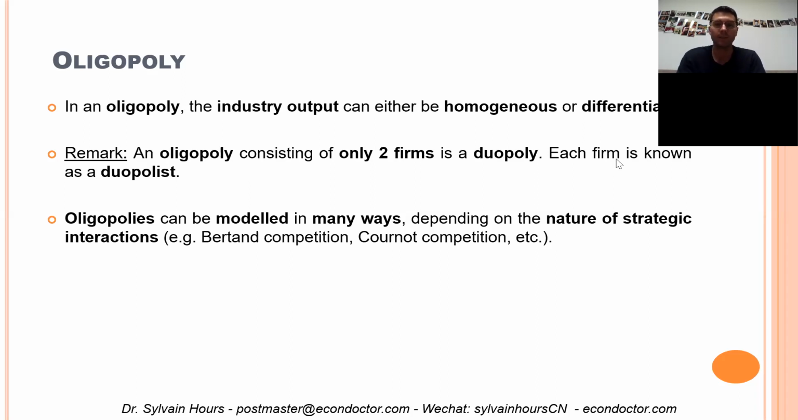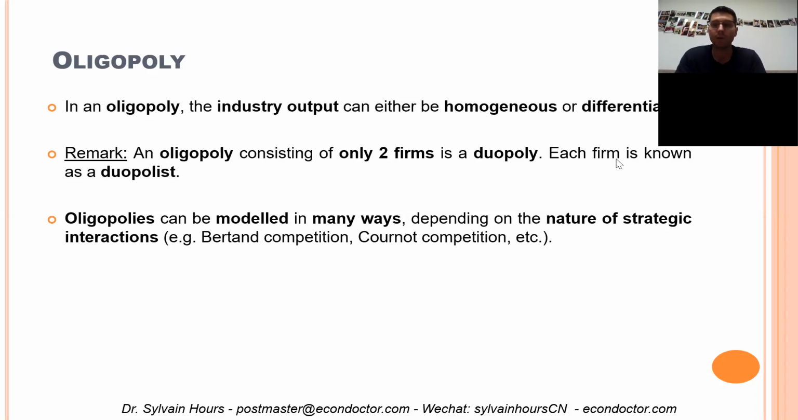They can compete in price. In this case, instead of choosing a quantity to produce, they have to choose at what price they will sell their product. It's a very aggressive type of competition. We call that Bertrand competition. But of course, there are many other possibilities.